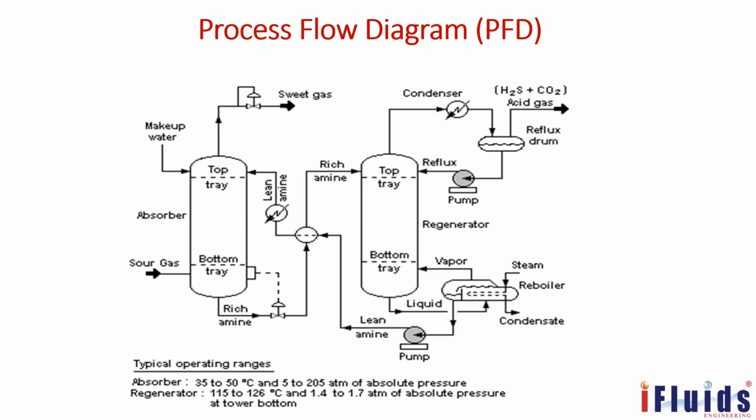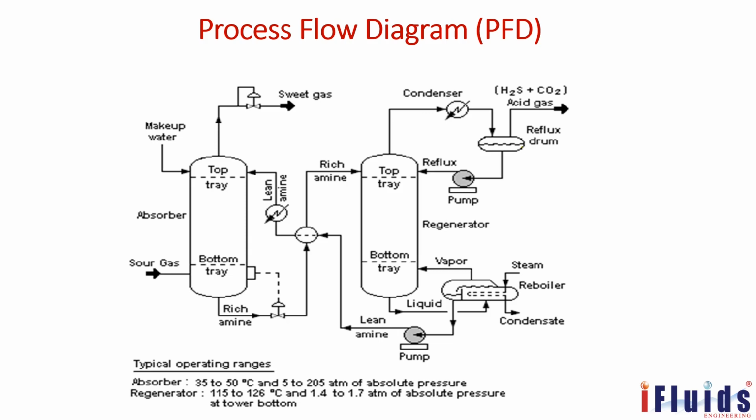Then the outlet is going to one heat exchanger. Then it goes to another column, the regenerator, and pumps are there, reflux drums are there. So utility and major streams we have shown, and the major equipment also. For example, this absorber and regenerator are static equipment. This heat exchanger is static equipment. Condenser is static equipment. Reflux drum is static equipment. But the pumps are rotating equipment.